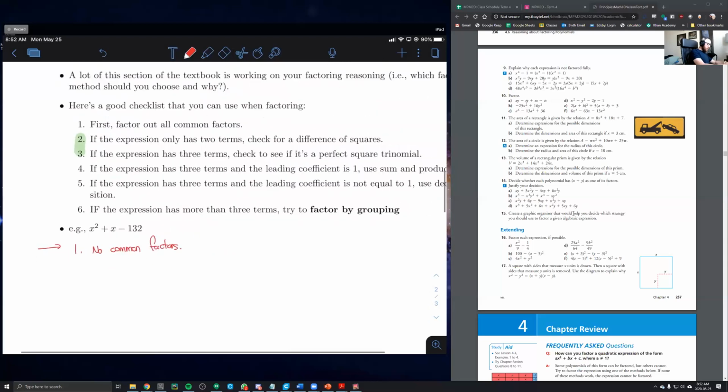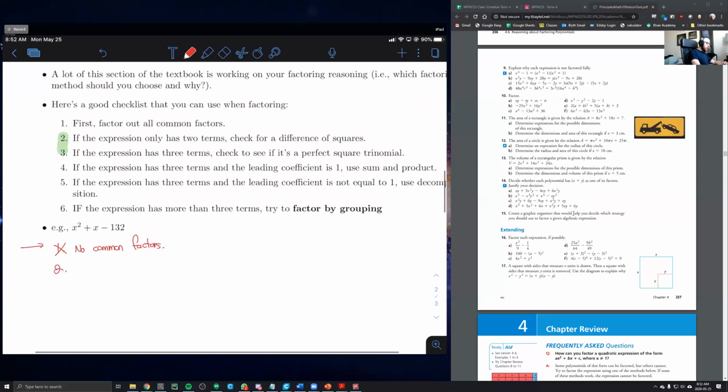So step 1, we can just skip, right? We don't have to worry about it. Step 2, if the expression has only 2 terms, we can ignore step 2 immediately, right? Because we know that this has 3 terms: x squared plus x minus 132. So step 2 is gone. That is for binomials, specifically for difference of squares. So we definitely do not have a difference of squares.